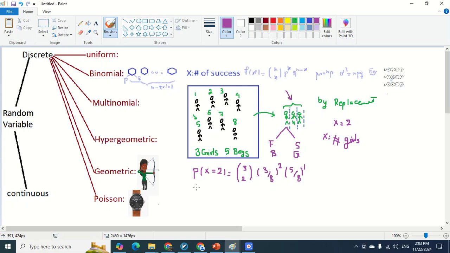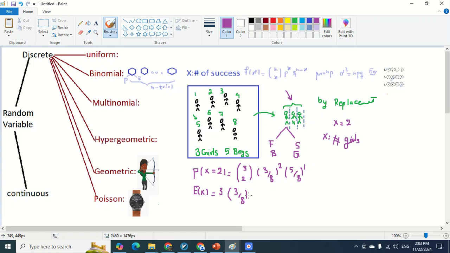And if you want to know, out of these 3 students, out of these 3 selections, what is the average number of the girls inside of them, you should calculate the expected value, which is equal to n, or 3, times the probability of being a girl, which is 3/8. That is 9/8 or 1.25. So we expect to have at least one girl out of these 3 selections from this class.